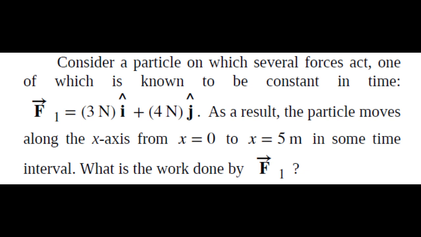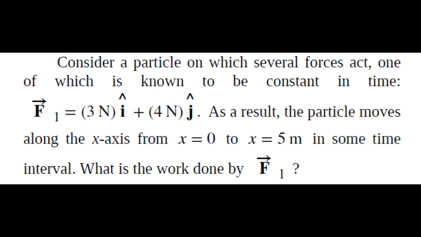Problem 3. Please see the PNG P3. Consider a particle on which several forces act, one of which, F, is known to be constant in time. F has an i component of 3 newtons and a j component of 4 newtons. As a result, the particle moves along the x-axis from x equals 0 to x equals 5 m in some time interval. What is the work done by the force F?